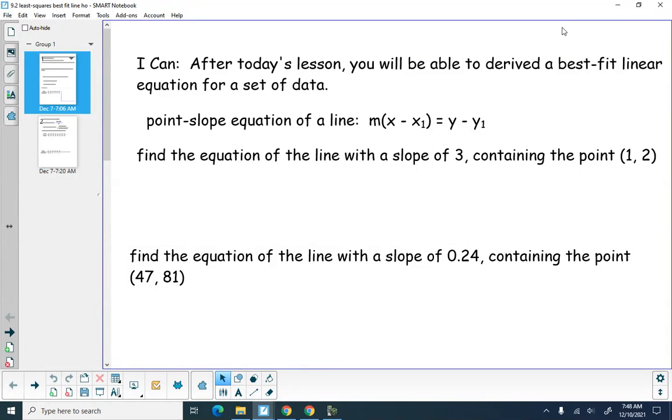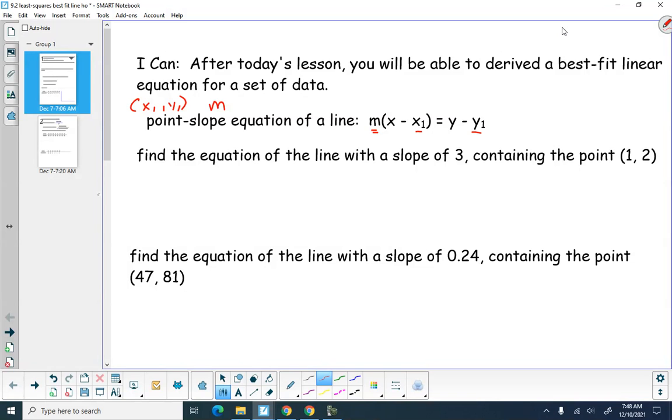We have our point slope equation of a line that allows us to determine an equation of a line if we know a point, which is (x1, y1), and a slope, which is a value of m. Where we have m(x - x1) = y - y1, we can substitute in for x1, y1 and our slope and determine the equation of a line. This is what we did back in algebra 1 and algebra 2: determine the equation of a line.